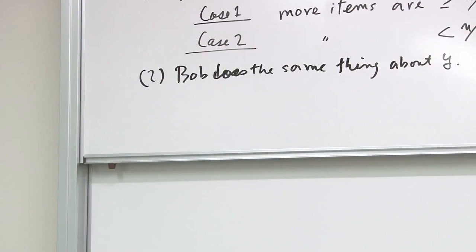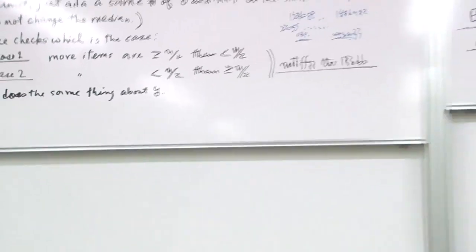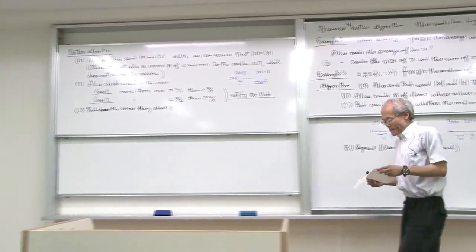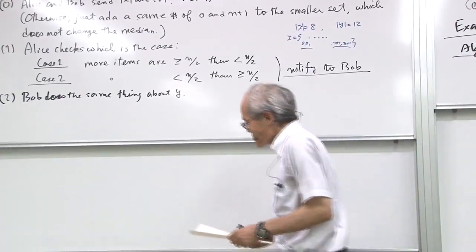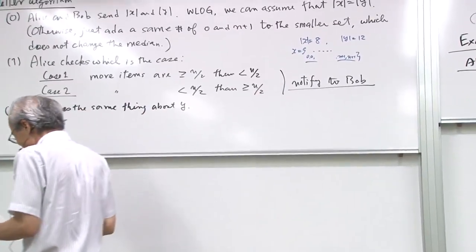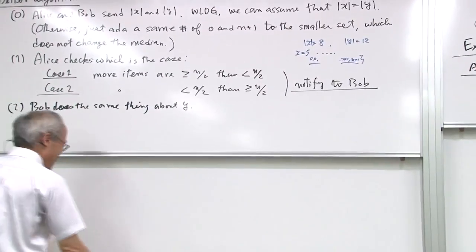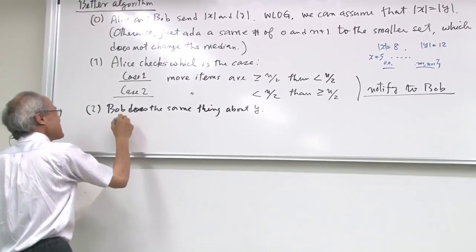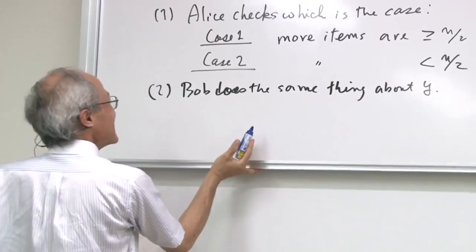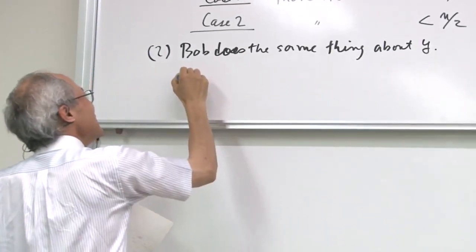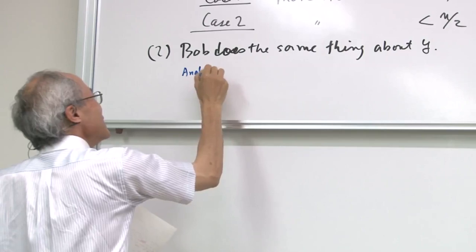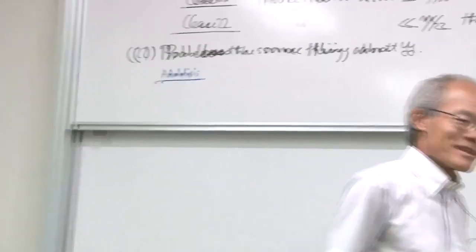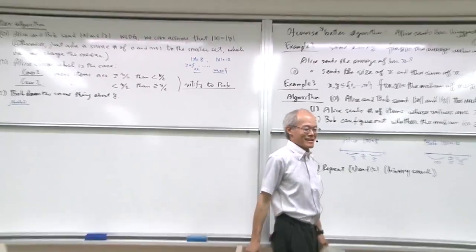Now, Bob does the same thing. Bob makes the same check about his numbers. Okay. Now we have a nice... Now we can do a very important observation, important analysis.